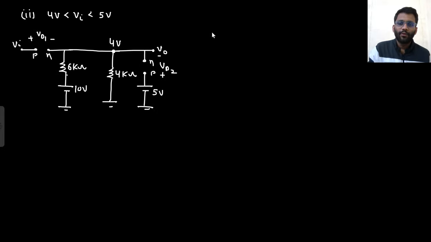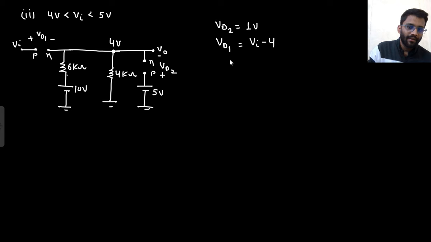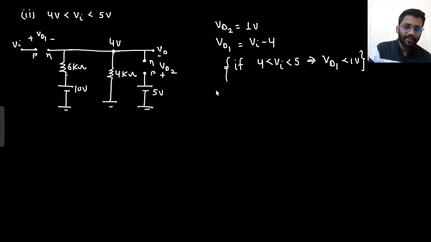So Vin is between 4 to 5 volt. At that time, your VD2 is 1 volt only, and VD1 will be Vin minus 4. If Vin is between 4 and 5, that means VD1 will be less than 1 volt, right? That means D2 will turn on first.